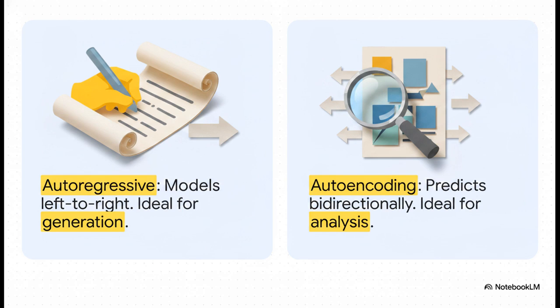Then, on the other side, we have auto-encoding models, like Google's BERT. These models look at context bidirectionally, meaning they look at the words before and after a specific word at the exact same time to understand the full context. This deeper understanding makes them brilliant for analysis tasks, like text classification or sentiment analysis. So a great way to think about it is a generative model writes the essay, while an analytical model grades it.